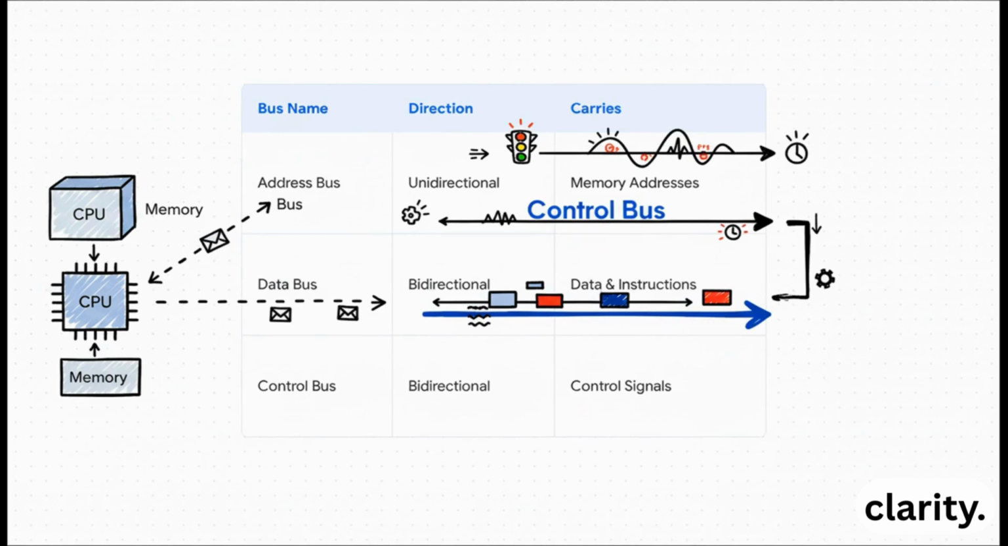The data bus, that's a two-way highway. The actual data and instructions travel back and forth on this one. And then you have the control bus. This is like the traffic light system, carrying all the timing and control signals from the control unit to make sure everything is synchronized and you don't get any digital traffic jams.